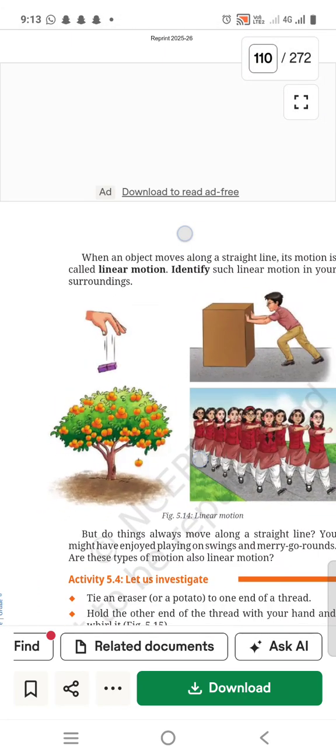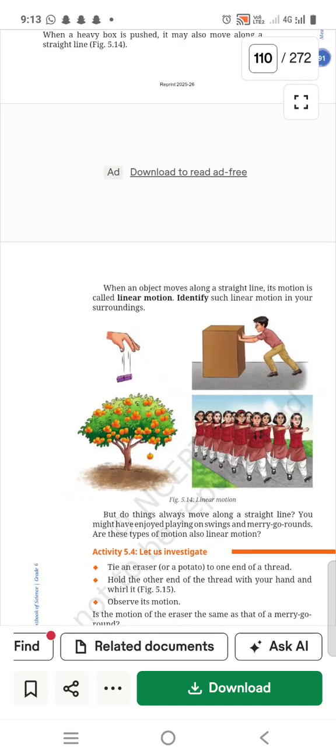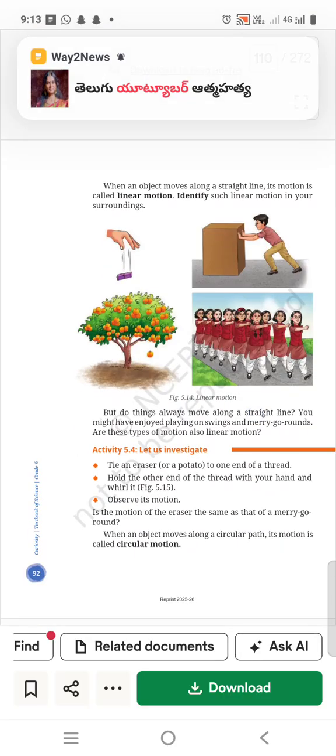I will tell now about linear motion. When an object moves along a straight line, its motion is called linear motion. Identify such linear motion in your surroundings.